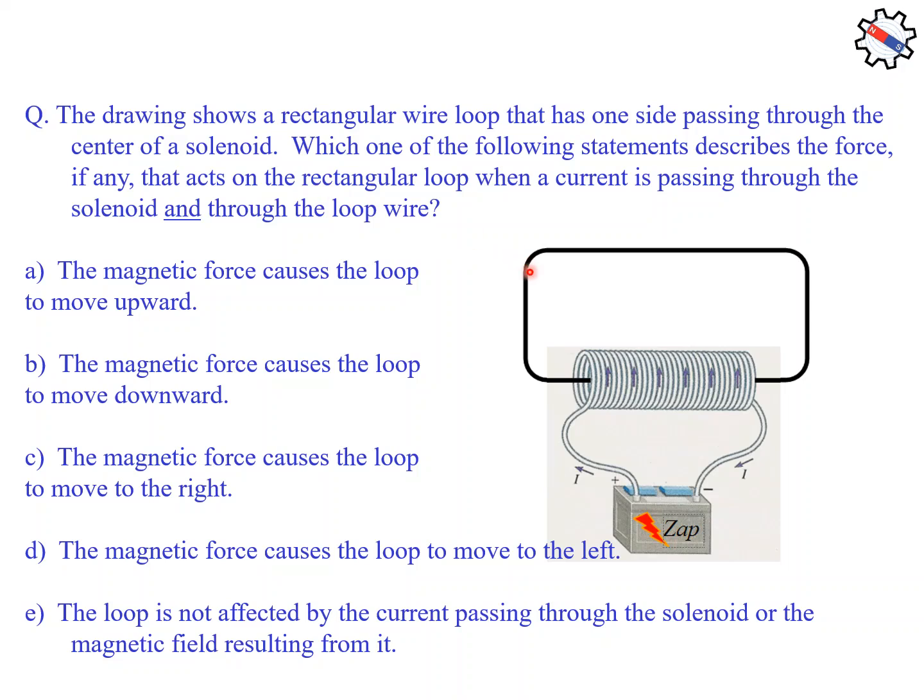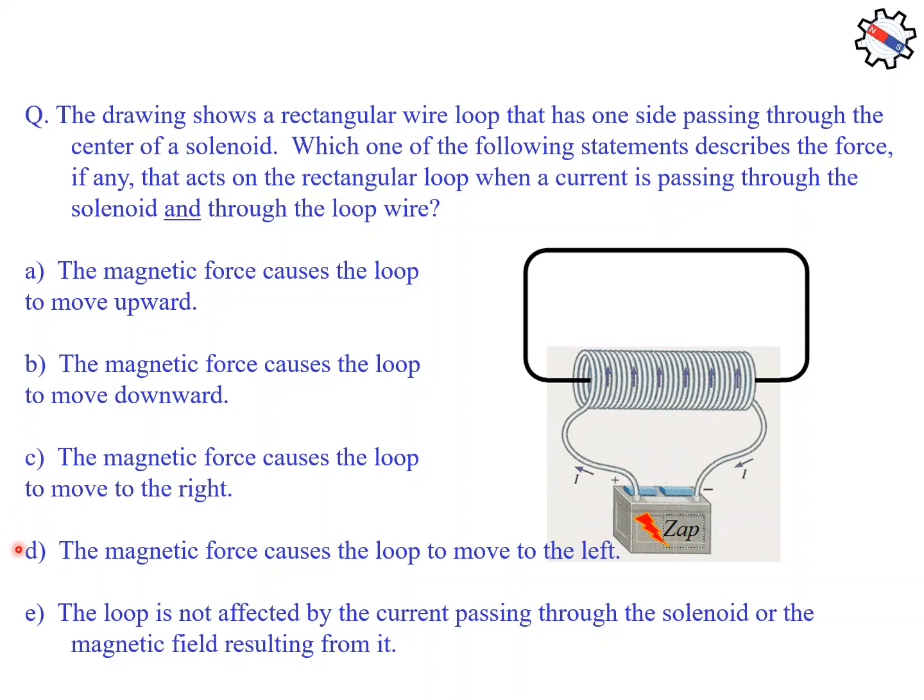Here we have a rectangular wire passing through the center of a solenoid. Which of the following statements describes the force, if any, that acts on the rectangular loop when a current is passing through the solenoid and through the wire loop? Now, we're not showing a connection to anything in the wire loop, but we have to take that as read then. A, the magnetic force causes the loop to move upward. B, the magnetic force causes the loop to move downward.